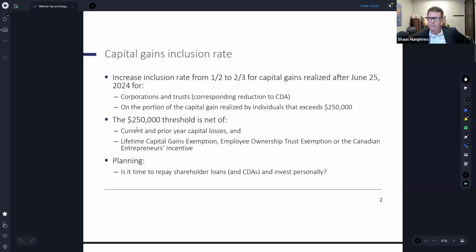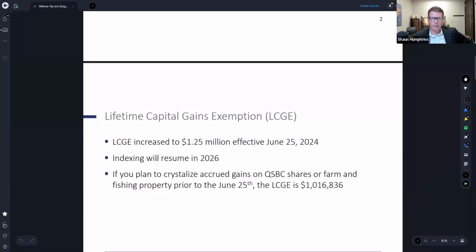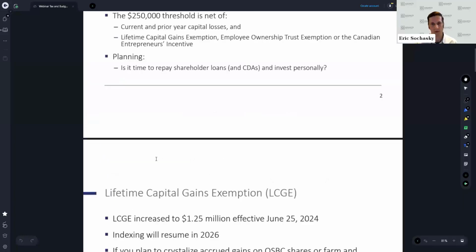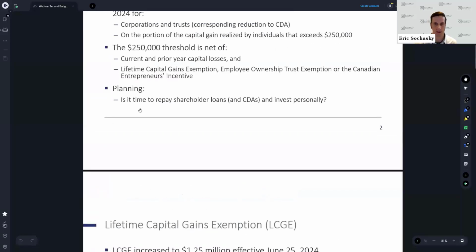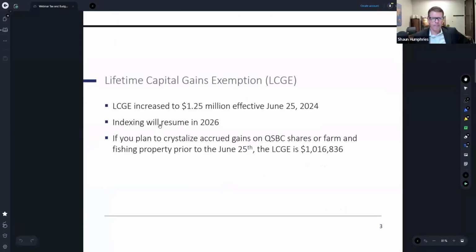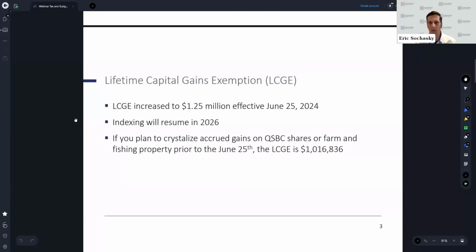Okay. Good advice. Now on the next slide, are we now on the lifetime capital gains exemption? Yeah, that's another change. I have a few more comments on the capital gains inclusion rate, but it ties into some future slides. Perfect. We can talk a little bit about the lifetime capital gains exemption.